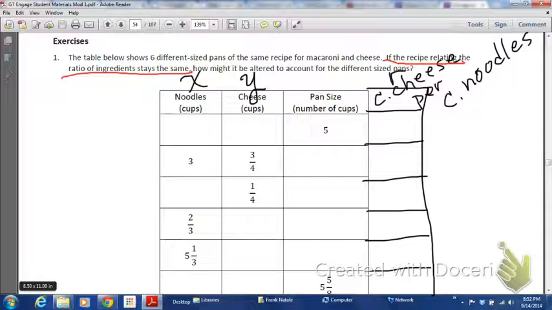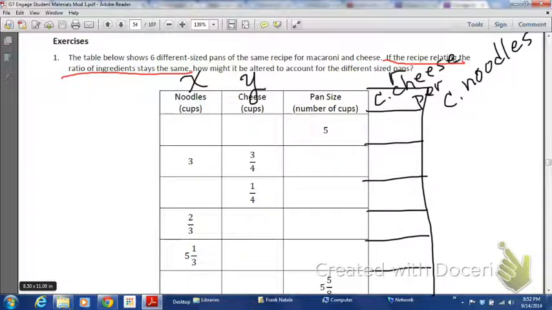So this is the idea. This is what we need to find out first. We need to find out the rate. We're just going to say we want it to taste the same every time, no matter what size pan it's in. So we want to find that relationship.